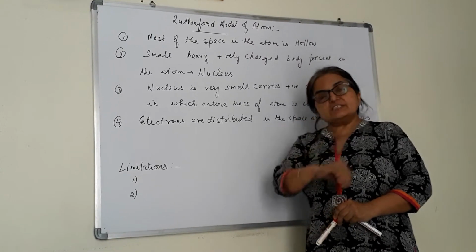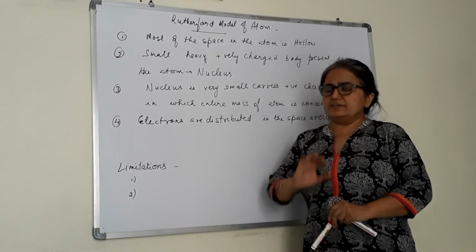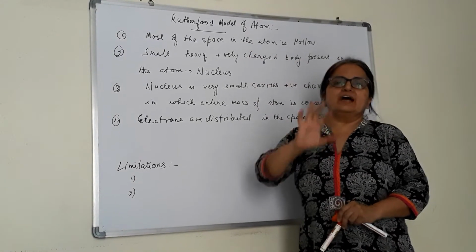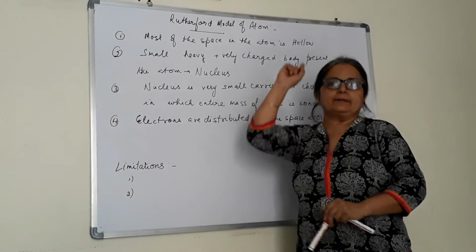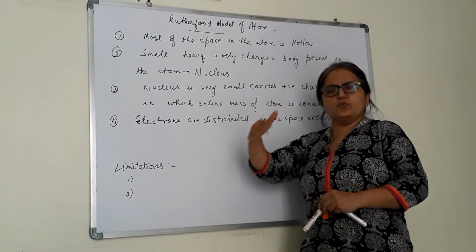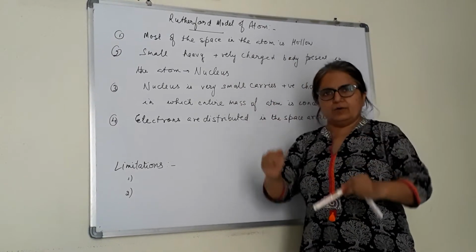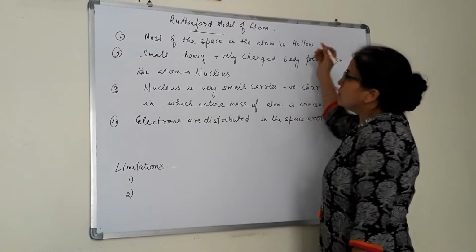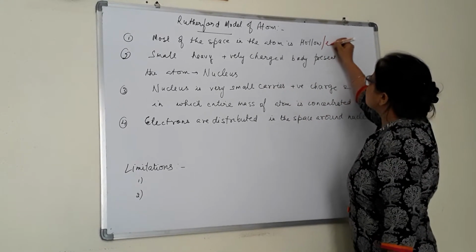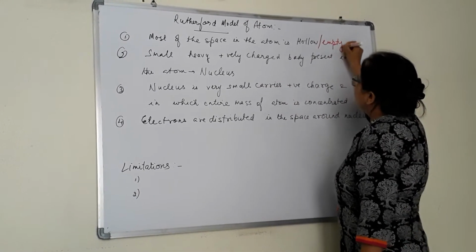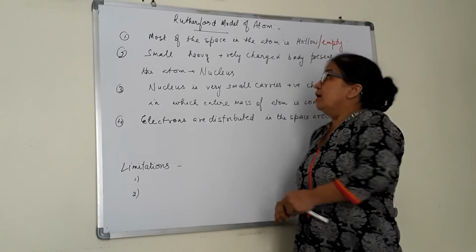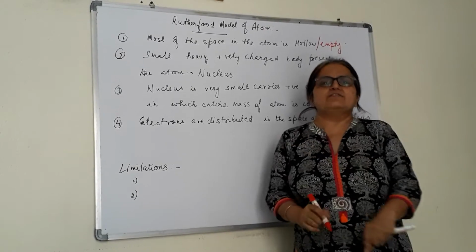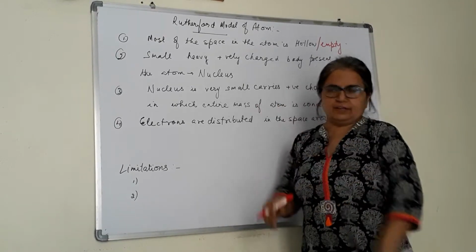See, now on the basis of the alpha ray scattering experiment's conclusions, Rutherford proposed his model that was named as Rutherford's model of atom. Now what were the major points? What all he observed, he has jotted down in the form of points. Number 1, most of the space in the atom is hollow, which is empty. Most of the space in the atom is empty. How did he come to this conclusion? 99.9% of the alpha ray particles move undeviated.